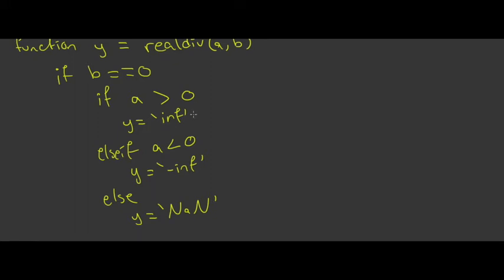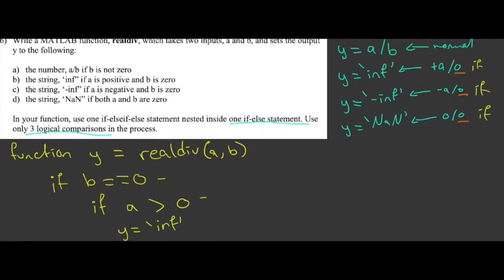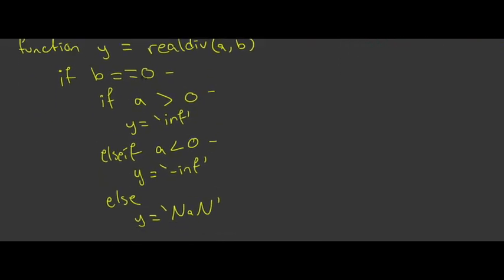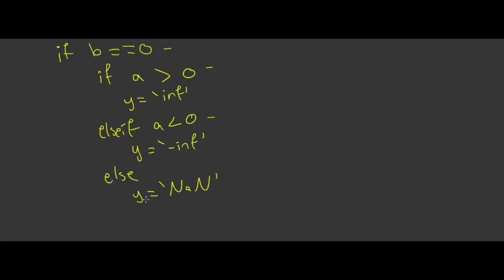So far we've had 1, 2, 3 logical comparisons. So we can't use any more after this. So this is our if-else-if-else statement nested inside of our if statement. We've gotten these three cases out of the way. The only thing we have left is where b is not equal to 0. If b is equal to 0 is the first case, the only other option is that b is not equal to 0. So we have to say end right here to end this nested if statement. Don't forget to do that.